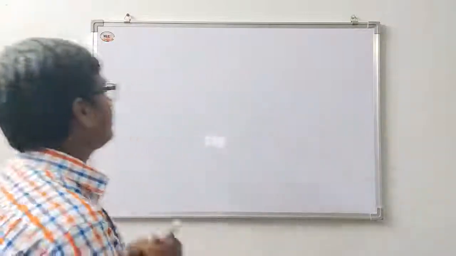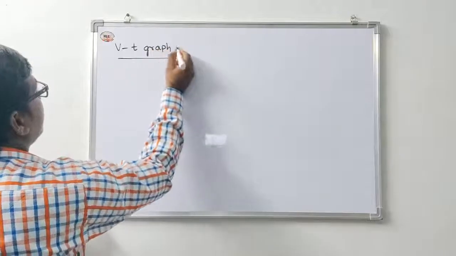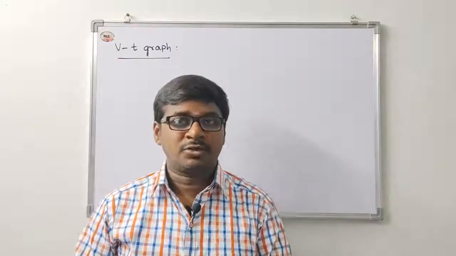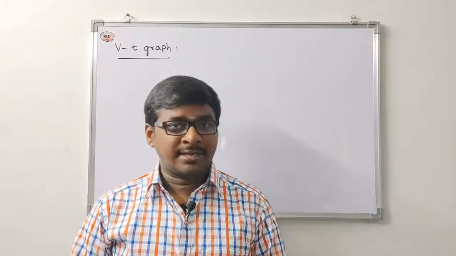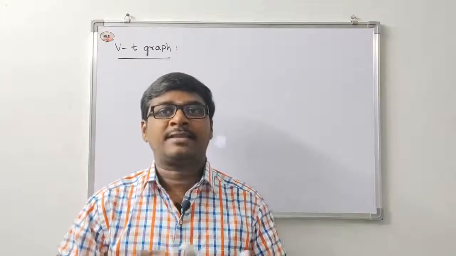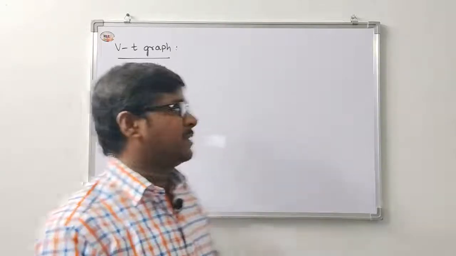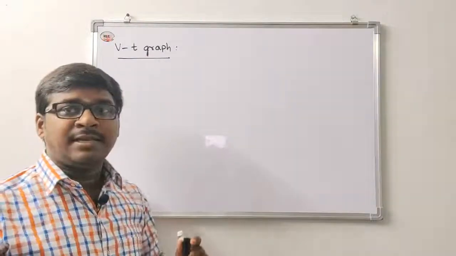Our topic today is the velocity time graph. In the previous session I discussed the position time graph. The velocity time graph is written as a VT graph. In the kinematics chapter, motion in a straight line, there are three types of graph. The first is the position time graph, the second is the velocity time graph, the third is the acceleration time graph. The slope of the velocity time graph is acceleration and the area under the velocity time graph is displacement. In this graph time is the independent variable and velocity is the dependent variable.